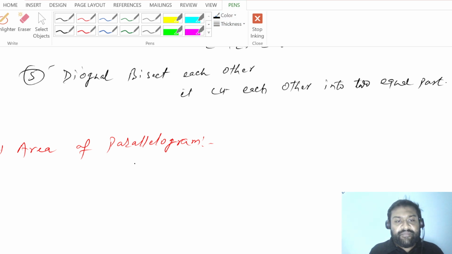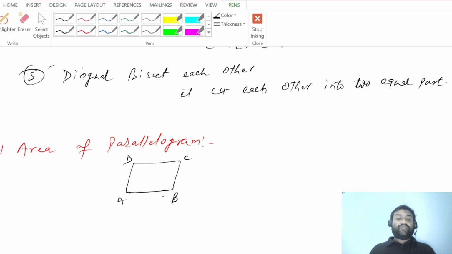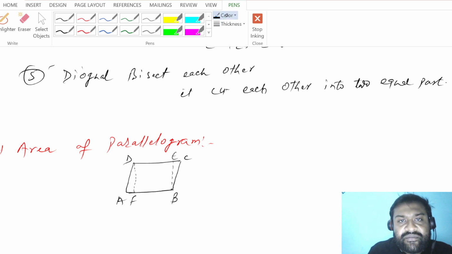This is one parallelogram, A, B, C and D. Now from D we will draw a line to H, which will be F. And from B to C we will draw a perpendicular line, that will be E. Now this is AF, let's call it x. This is x, this is also x, and this is y.